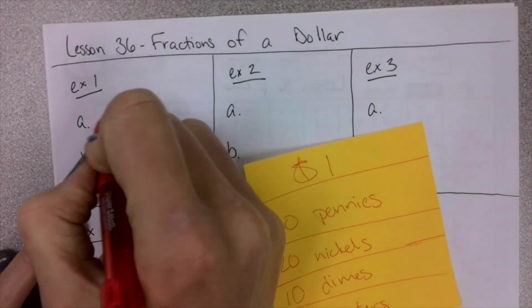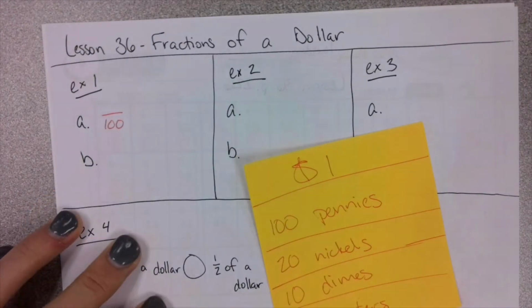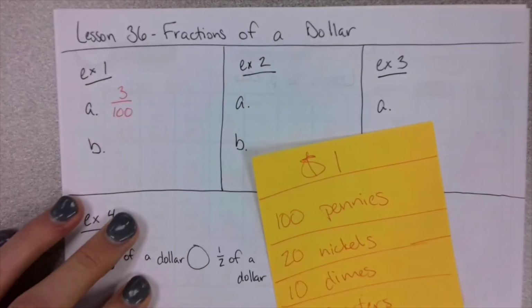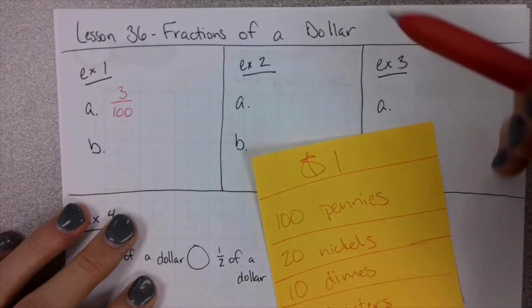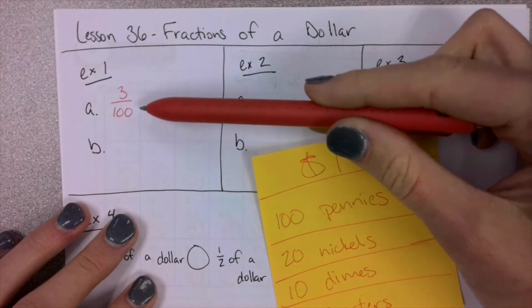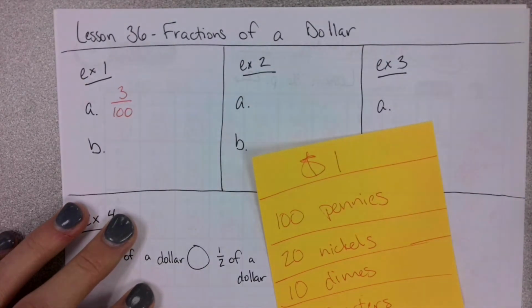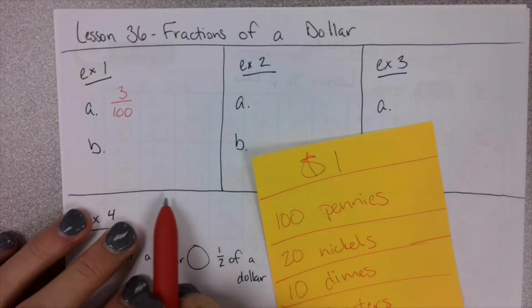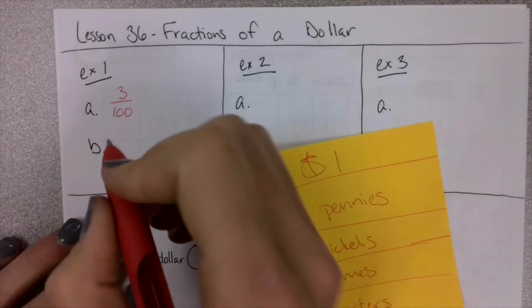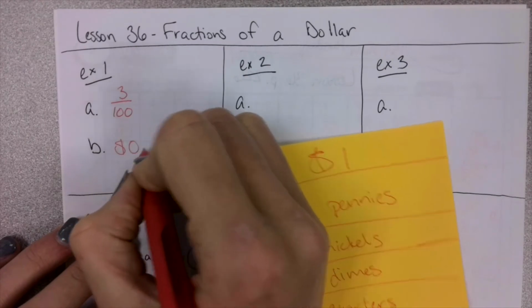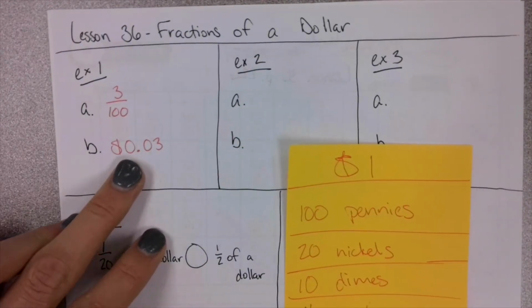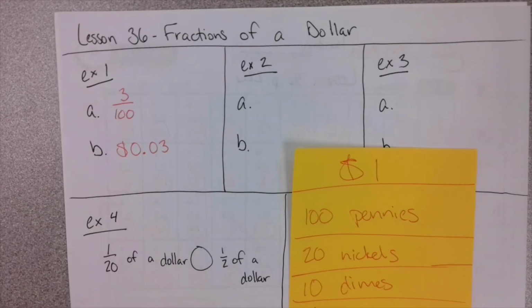100. So that's our bottom number. And if we're just talking about 3 of those pennies, then that would be 3 out of 100. Okay, so we're talking about 3 pennies, so that's our top number. There's 100 in $1, so that's why 100 is our bottom number. B says the value of 3 pennies can also be written as $0 and 3 cents. Okay, $0.03.